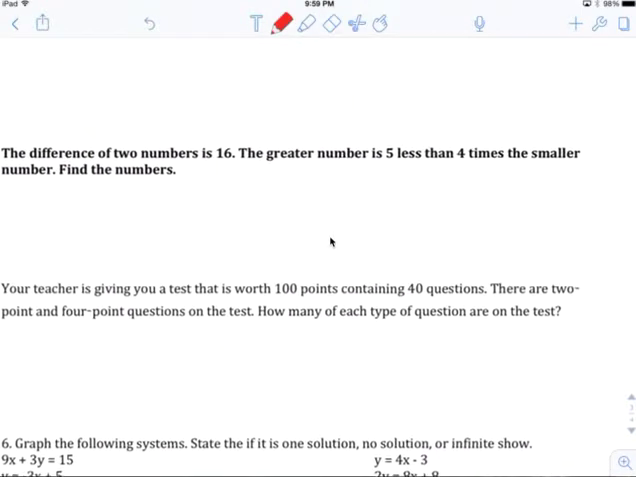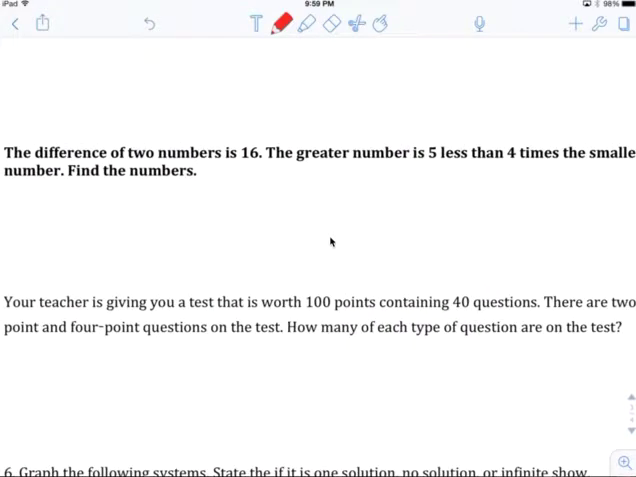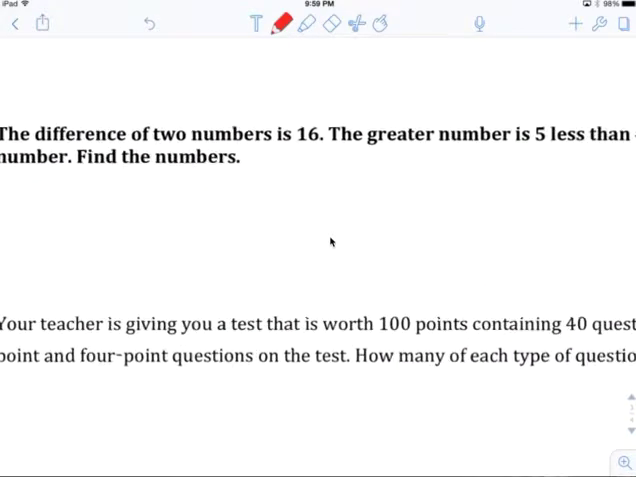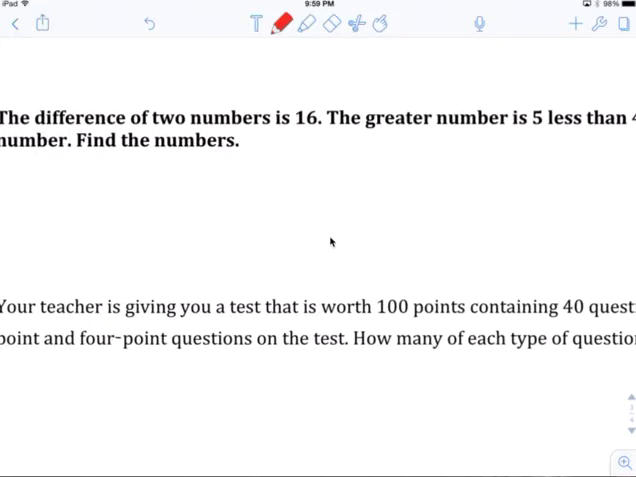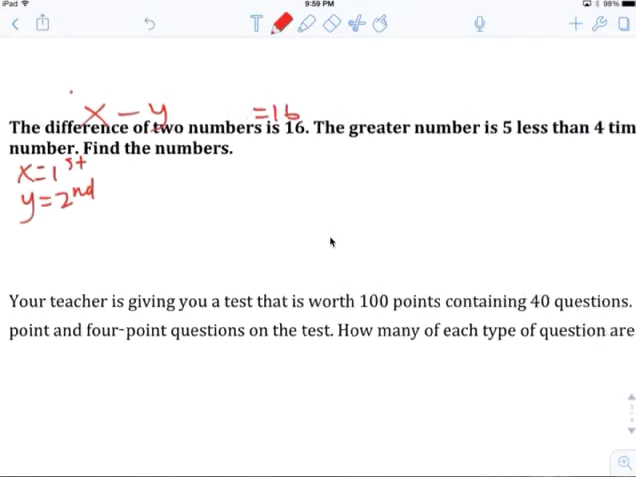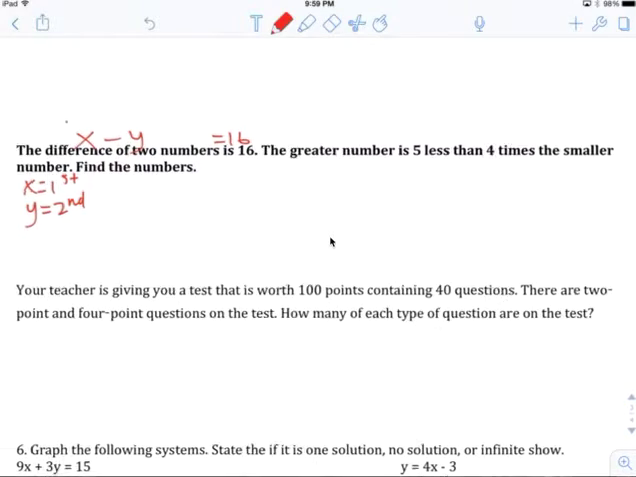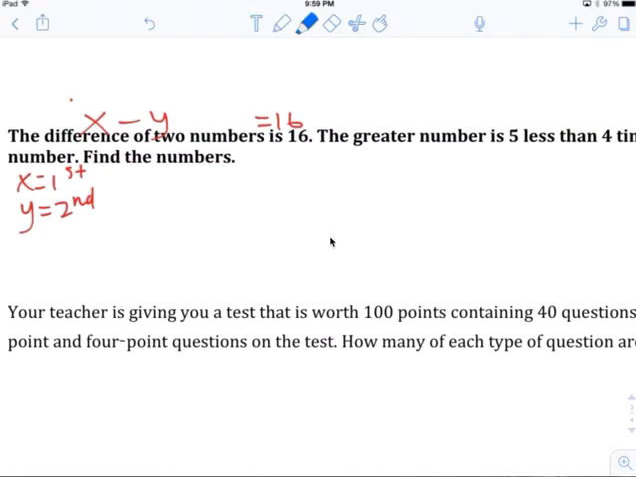Okay, it's the same, I hope. Okay, I'll do this one. The difference of two numbers is 16. So x minus y. x is the first number, y is the second number, is equal to 16. The greater number: x has to be the greater number here, to minus this and get a positive.